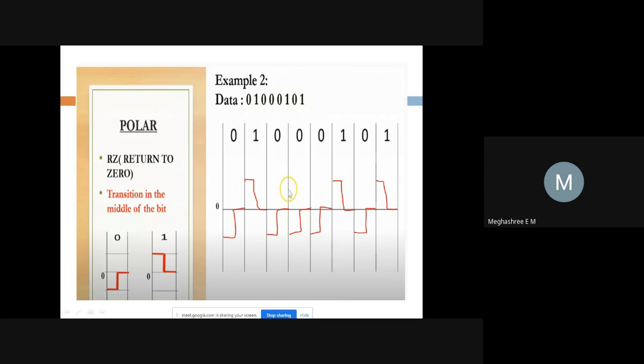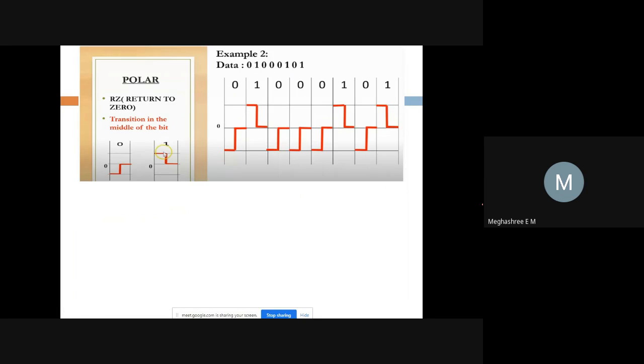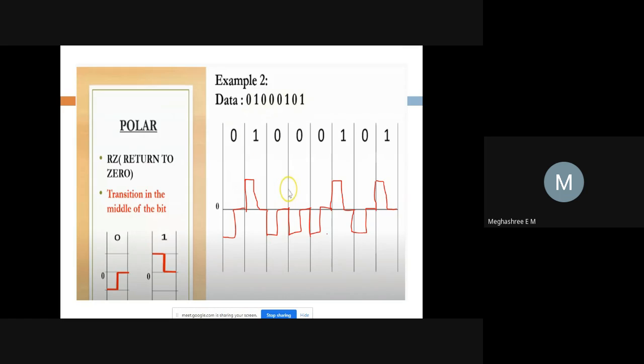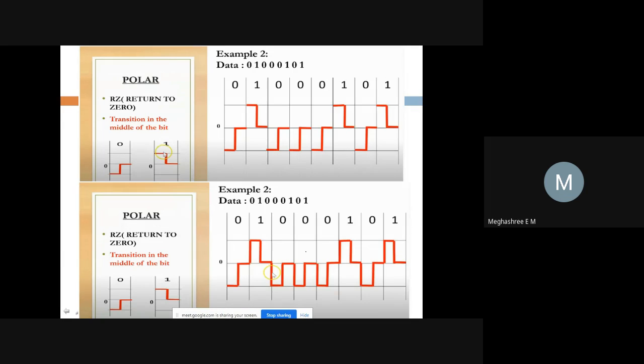And then you just complete this line. That will give you the required digital signal for the given digital data. So I've just redrawn it here. See here. So this is what? This one. I just drew these lines, and the final digital signal will be this for the given data. So that is all about return to 0.